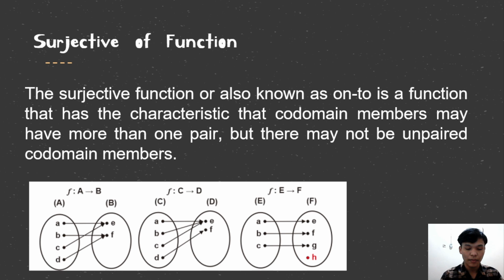The next is surjective function. The surjective function, also known as onto, is a function that has the characteristic that codomain members might have more than one pair, but there might not be unpaired codomain members.